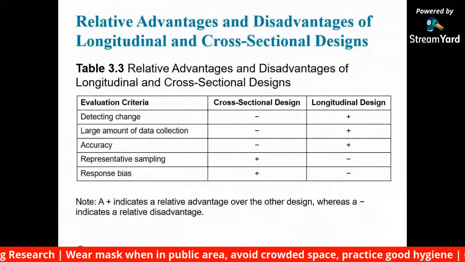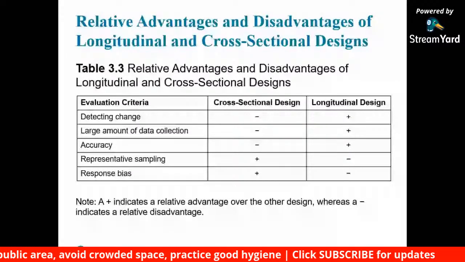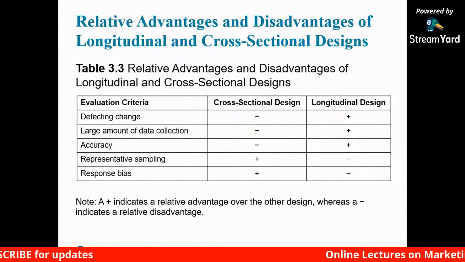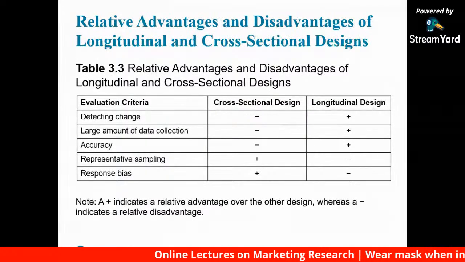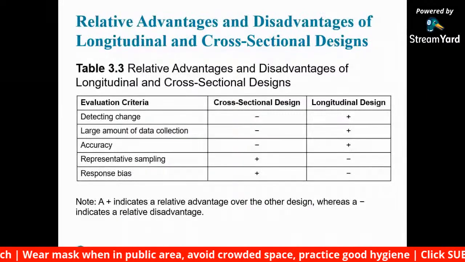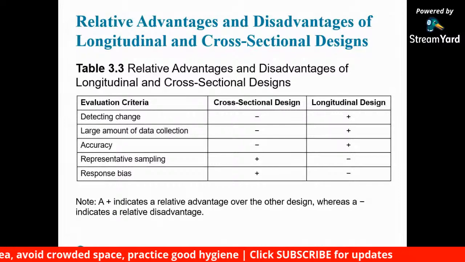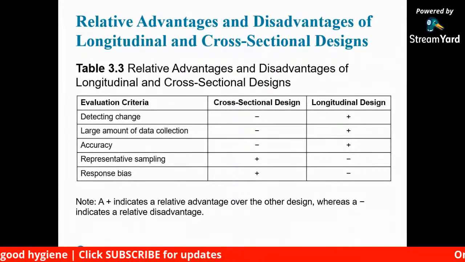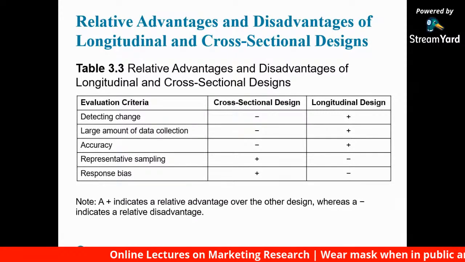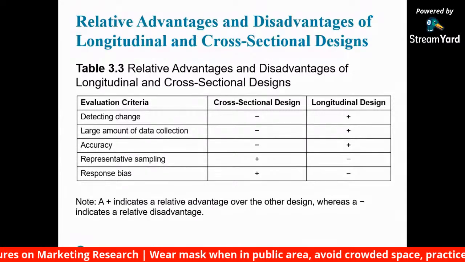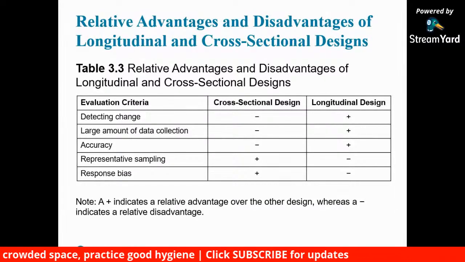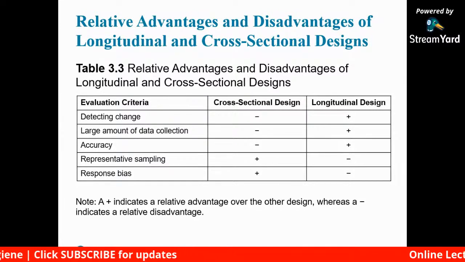If I didn't mention another one, it means the other one is the opposite way. Cross-sectional only gets the information once. You have no idea what happened at other times. First, large amount of data collection. Why no large amount of data collection? Because you only take it once. You cannot detect change. The data is not so much that it can represent or give you the idea, and also the most important part, less accuracy. If you're doing cross-sectional, less accuracy.